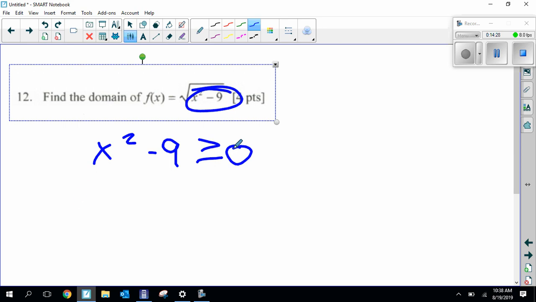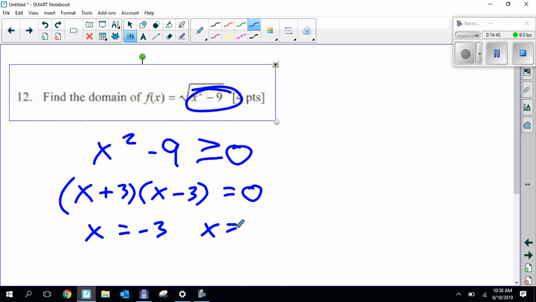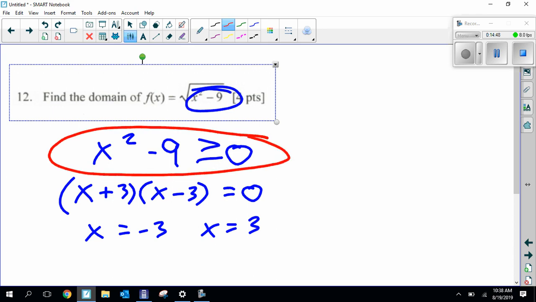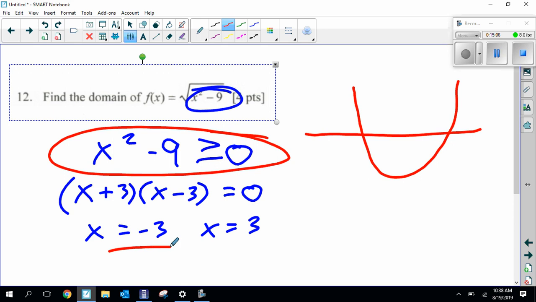So we know it will equal 0 because we can factor this. We know it equals 0 when x equals -3 and x equals +3. But thinking back to college algebra, when you have a quadratic inequality, I always picture the graph. This is a parabola. Positive x squared is going to go like that, and it's going to have x-intercepts from what we just found at -3 and +3.